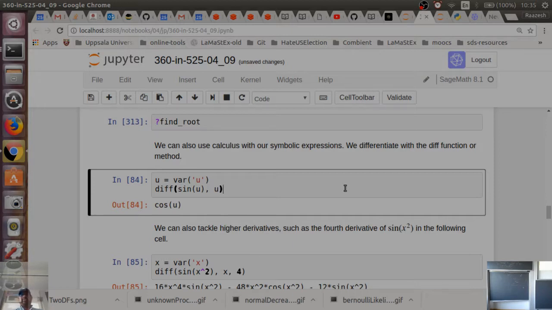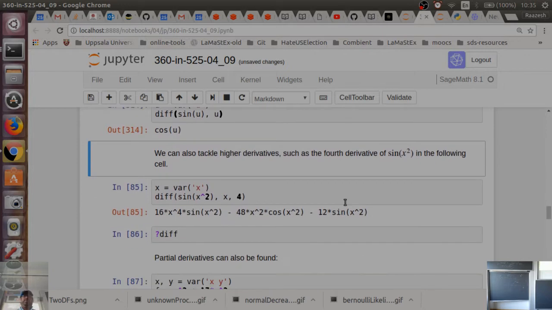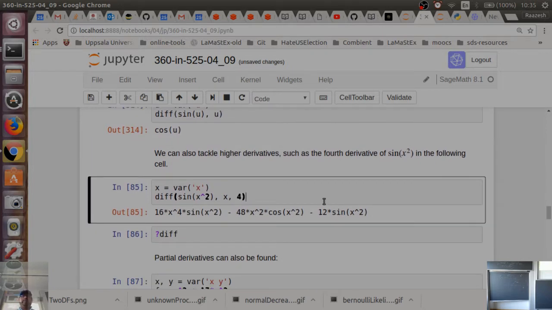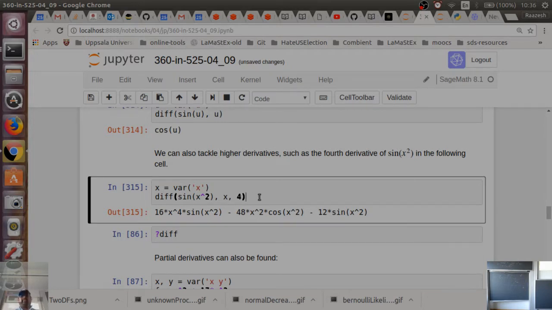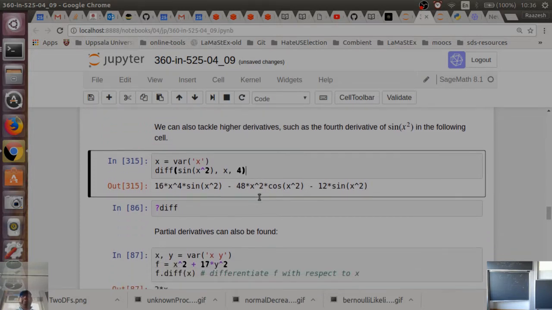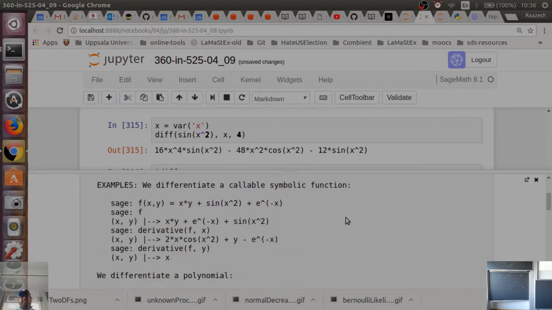So if u is variable u, I want to differentiate sine of u with respect to u. So sine, let's go sine of u, derivative of sine u. And I can also do, say, sine x squared. But I'm interested in the fourth derivative of x squared, so I'll put a 4 after x, right? So that's d by dx to the fourth of sine of x squared. And this, yeah, you just look here for how I did this. There's more examples here.